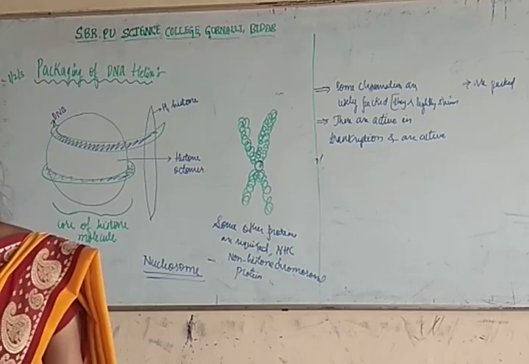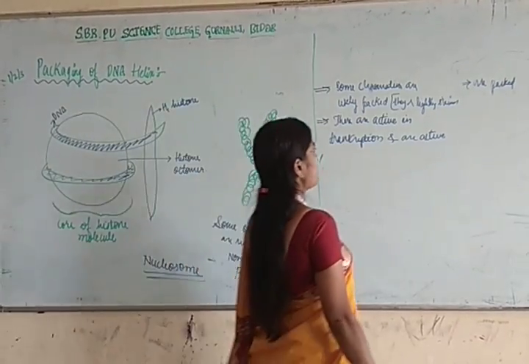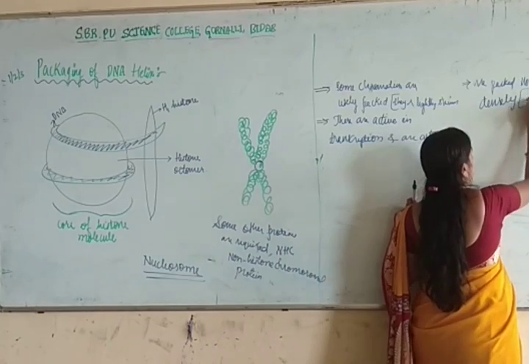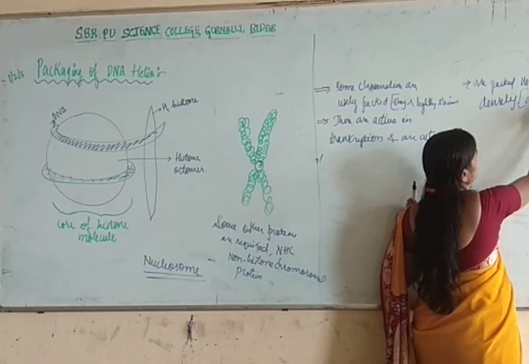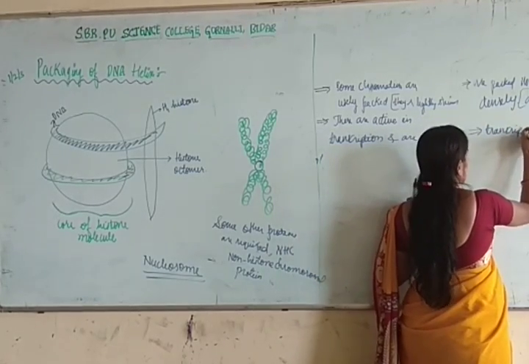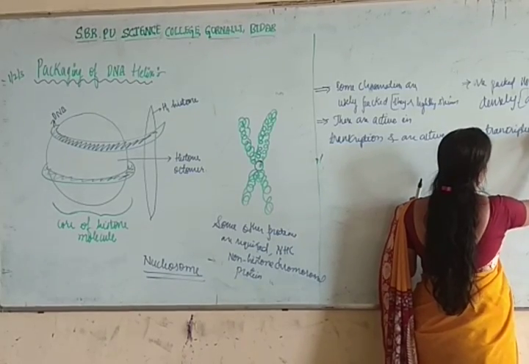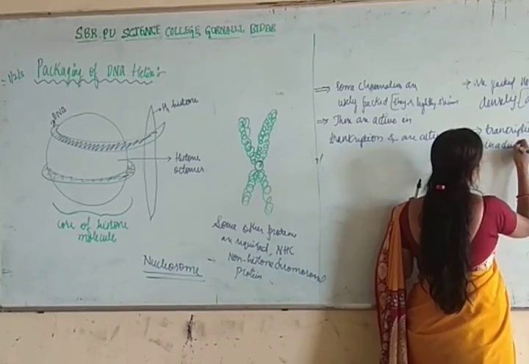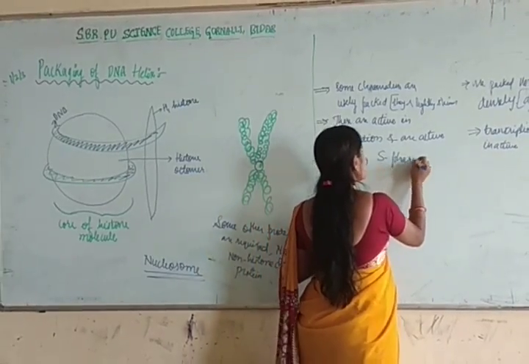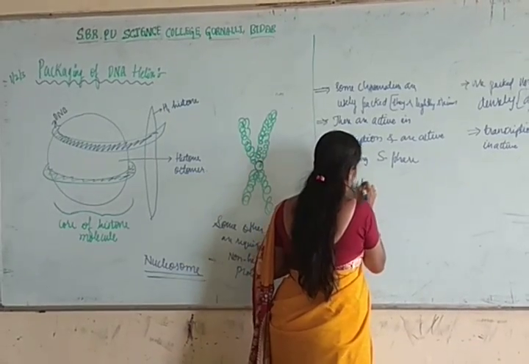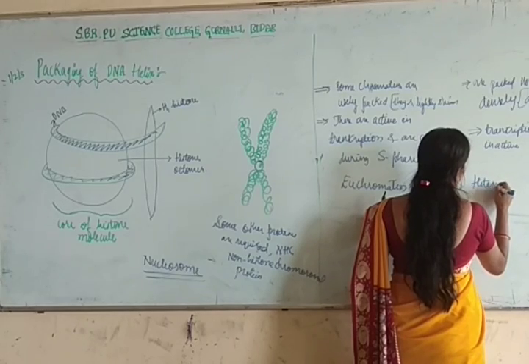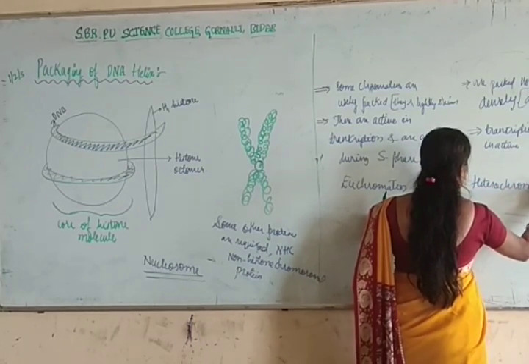There are some regions of chromatin which are packed very densely, and they get darkly stained when we apply the stain. These are transcriptionally inactive. They are active during the S phase of cell division in the case of euchromatin, and these dense regions are called heterochromatin. Two more questions will most probably be asked.